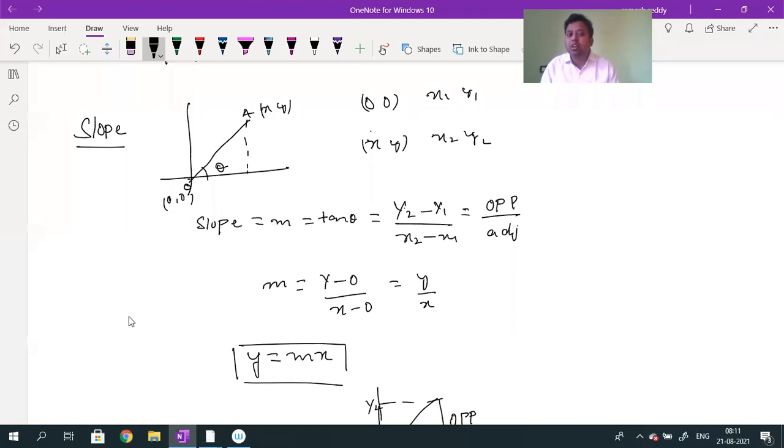Small m is slope. Slope is represented by the symbol m. So m is equal to tan theta.